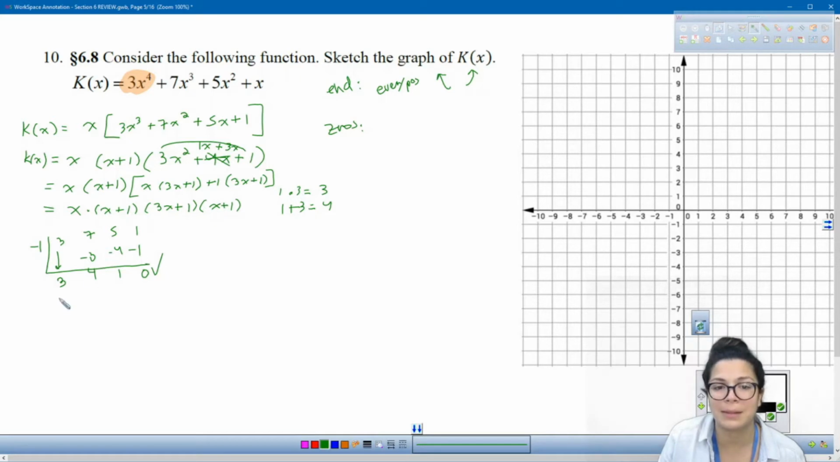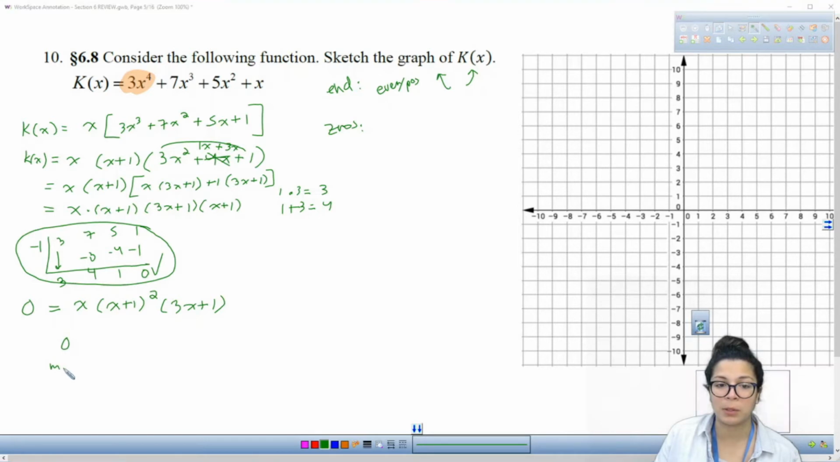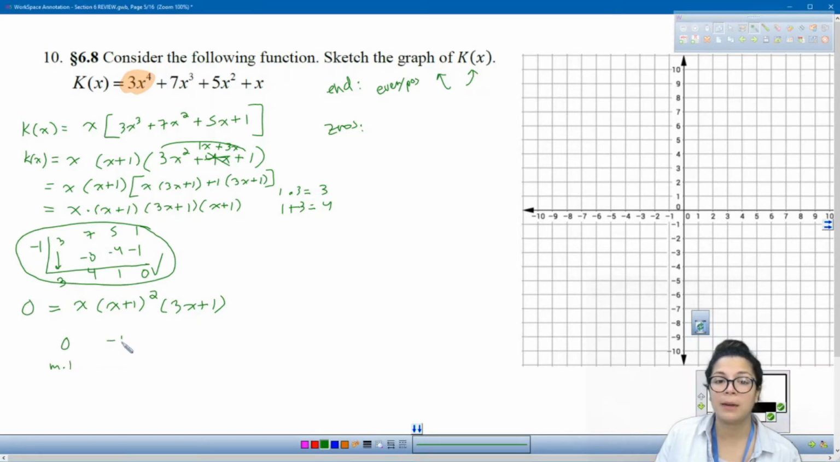So we could rewrite this. I'm going to skip over this synthetic division table. So we actually have 2 copies of x plus 1, so we could write this as x times x plus 1 to the power of 2, 2 copies of that, times 3x plus 1. So we have 3 zeros. 0 with a multiplicity of 1, negative 1 with a multiplicity of 2, and negative 1/3 with a multiplicity of 1. Because this has a power of 1, 1 copy. This has a power of 1, 1 copy. This has a power of 2, 2 copies.